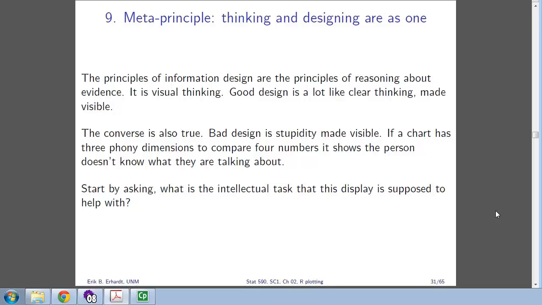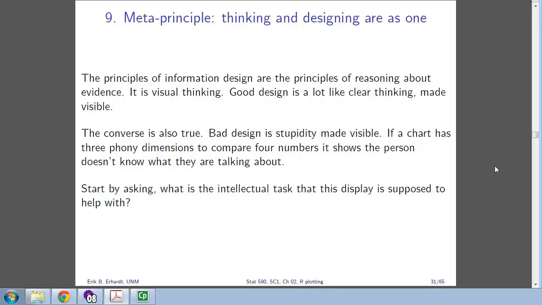Anyway, number 9, thinking and designing are as one. So if you start putting your pen to paper and thinking about how you want to display your data, you're really actively engaging in thinking about your data. And sometimes you can reveal really important ideas just through figuring out how best to visualize that information. All right, good design is a lot like clear thinking, and these are not my words. Bad design is stupidity made visible.